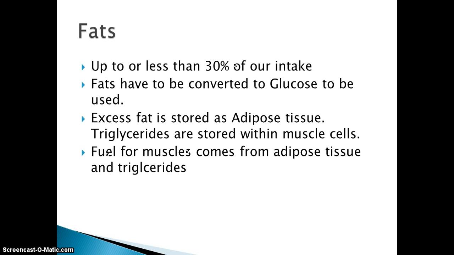What you do need to know is excess fat is stored as adipose tissue. So if you are sat there now and thinking you've got too much fat on your belly or your arms or certain parts of your body where you think you're carrying too much weight, that is adipose tissue. All right. So that's where fat is stored, and we also store something called triglycerides, which are in the muscle cells. And the fuel that our muscles get from fats comes from the breakdown of that adipose tissue and those triglycerides, and we'll talk about that a little bit in the lesson.